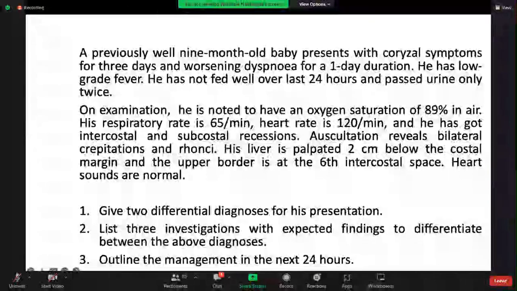Okay, how would you hydrate now? Definitely. So this baby has passed urine only twice, so it's not adequate. How would you hydrate? It depends on the dehydration status of the baby, madam. Whether it is some dehydration or severe dehydration. If it is severe dehydration, we can go for intravenous fluid therapy. Otherwise, we can ask to continue with the breastfeeding, and complete since 9 months.